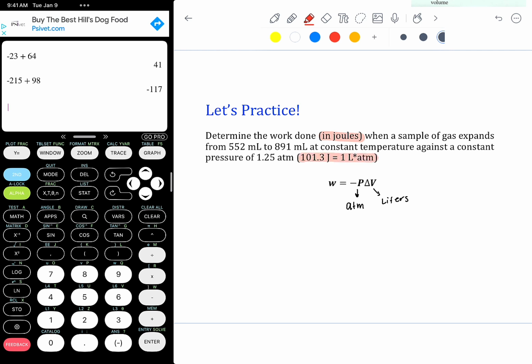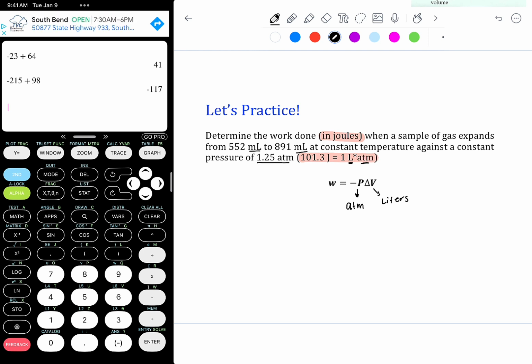When we solve this problem and multiply our pressure by our change in volume, we'll then use that conversion factor to convert the value from liters times atm to joules. Because that conversion factor is in units of liters and atm, we need to make sure that our volume and our pressure are in the correct units. Our pressure is given as 1.25 atm, so that's in the correct unit. But our volume units are in milliliters, so we are going to have to convert those.